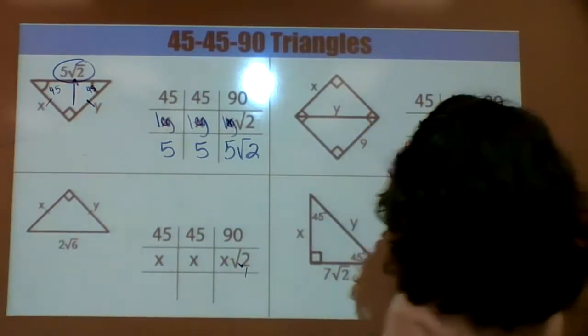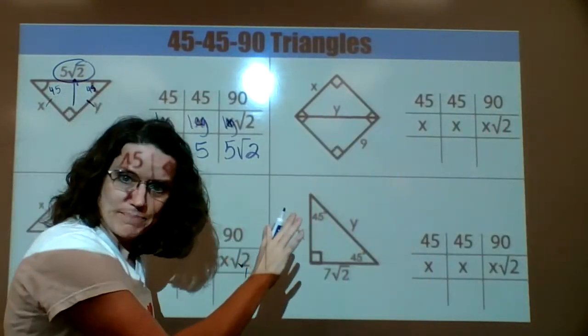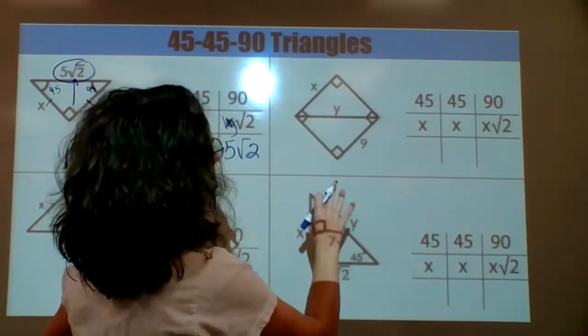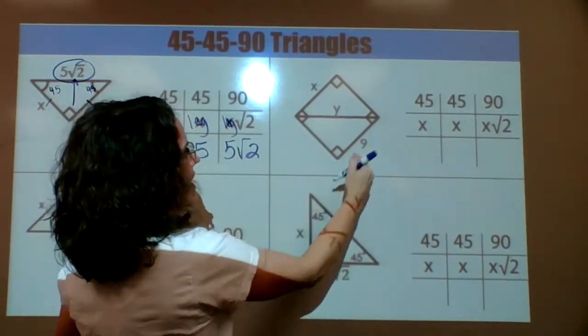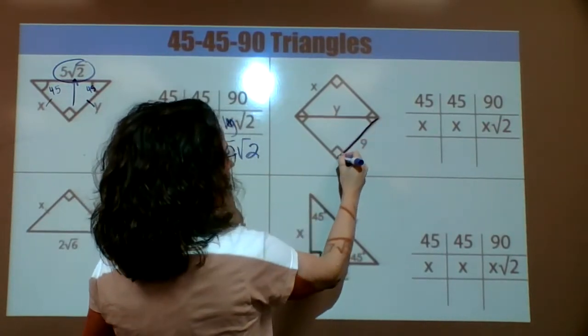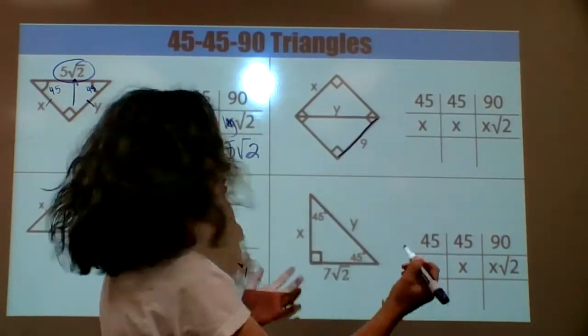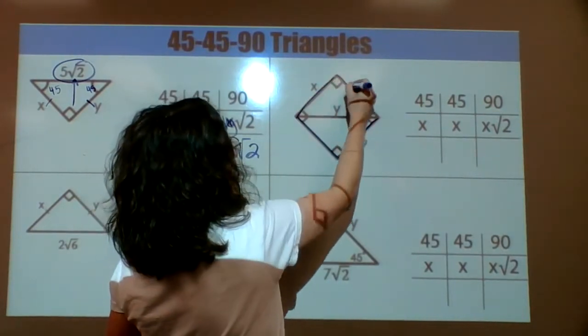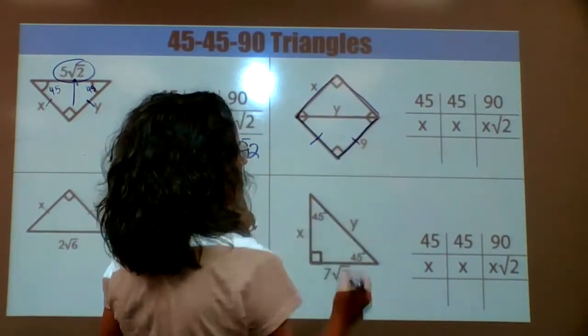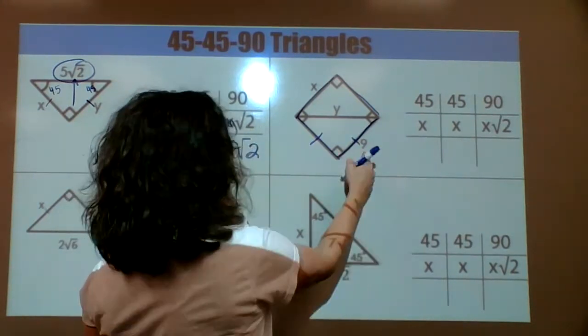Over here, I have a really complicated shape, it seems like. I have two sets of right triangles, and I am told that this side is 9. Well, it is one of the two sides of, this looks like a square, huh? So I'm going to go with this as being a square, and so this side is 9.